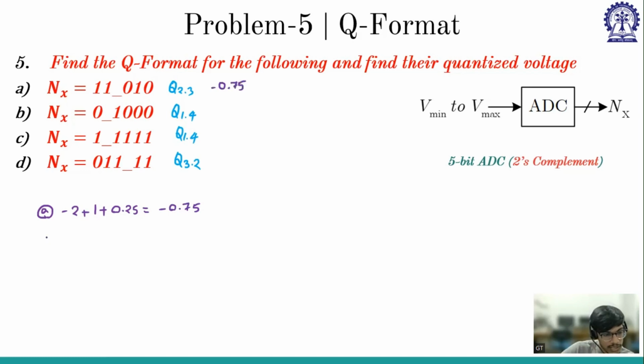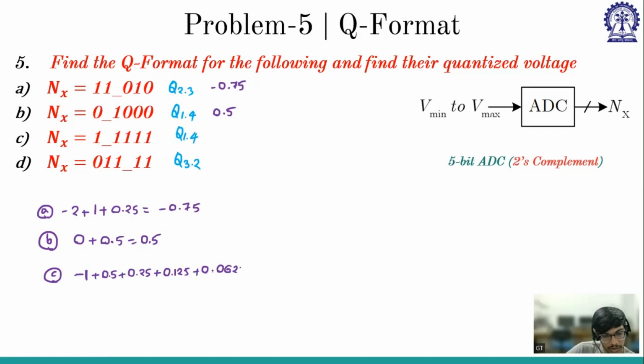And for the second case? 2 to the power minus 1. So 0 plus 0.5, so the value is 0.5. And for the third case? Minus 1, this is 2 to the power 0. Minus 1 plus 0.5 plus 0.25 plus 0.125 plus 0.0625.